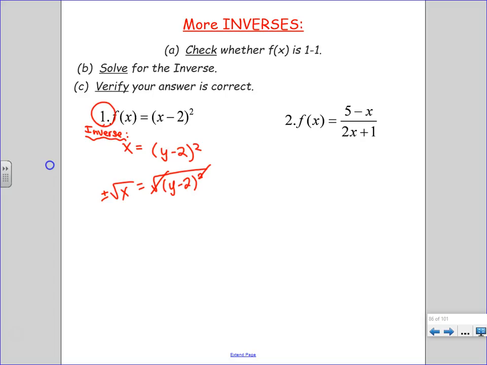Now how would I finish solving? Add the 2. I'm going to put the 2 in front. Is that okay? Makes a little more sense. I'm done! No, I'm not. What did you forget? Change the notation.